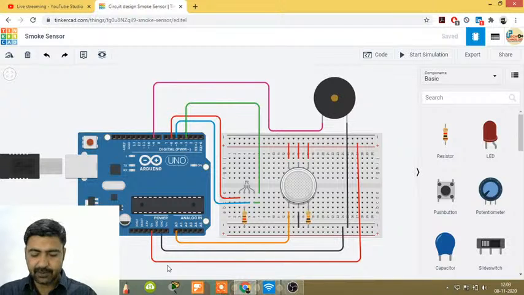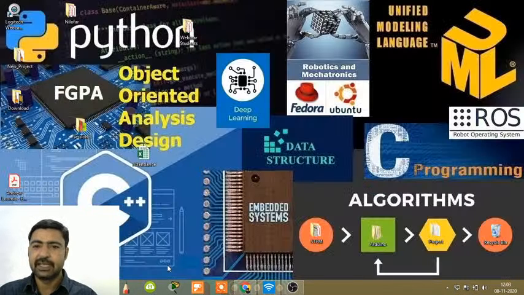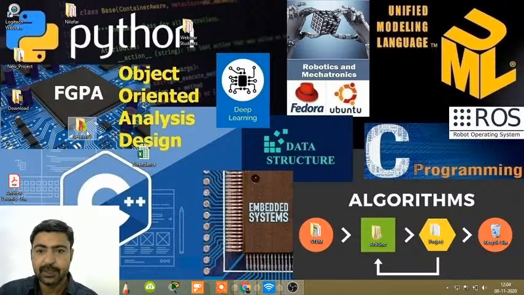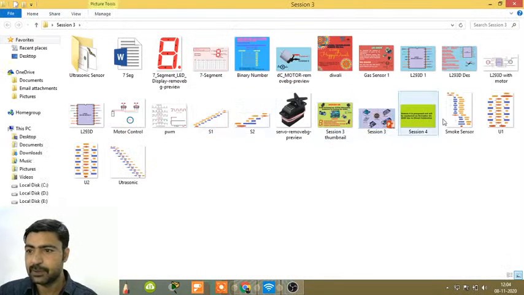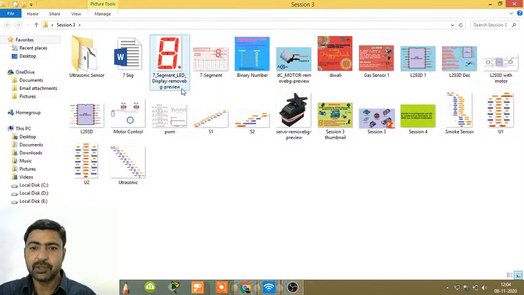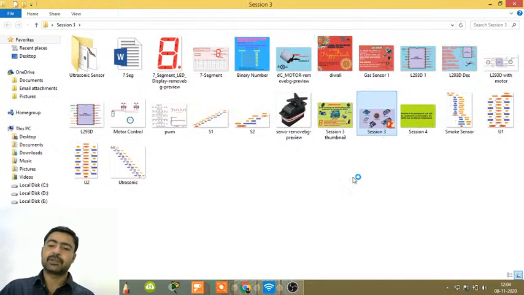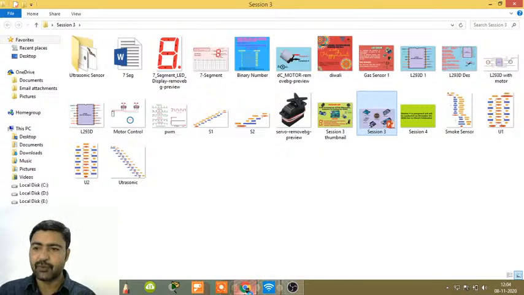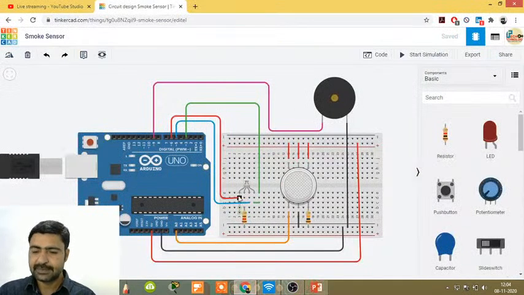So here we have our sensor in front of our project with gas sensor. Excuse me, I have to open one PPT also. So I'll show you with the help of diagrams also. But first of all, let us see this project.